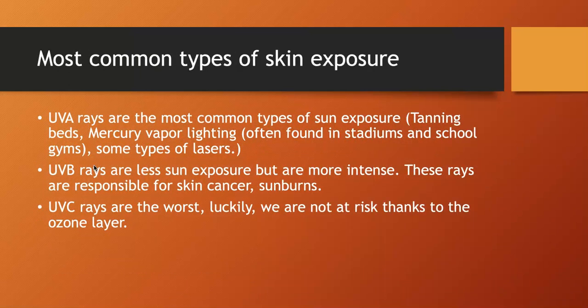Most common types of sun exposure. UVA rays are the most common types of sun exposure. Tanning beds, mercury lights, often found in stadiums and school gyms, and some types of lasers. UVB rays are less exposure but more intense. The rays are responsible for skin cancer and sunburns. UVC rays are the worst. Luckily, we are not at risk thanks to the ozone layer.